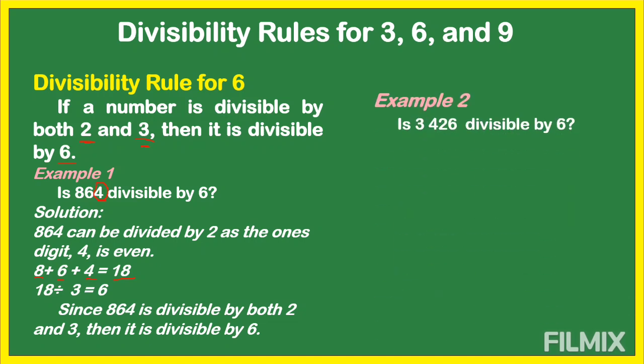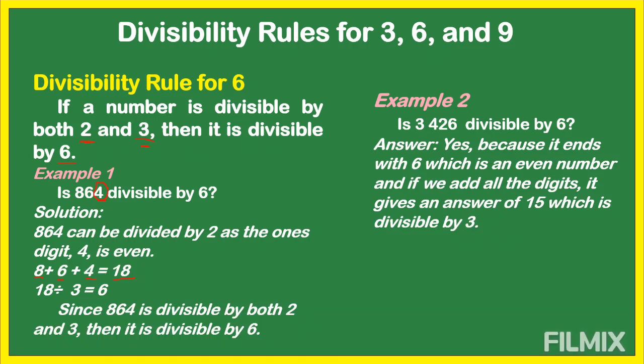Another example. Is 3,426 divisible by 6? First, we're going to look at the ones digit. It ends with 6, and 6 is an even number. If we add all the digits, it gives an answer of 15, which is divisible by 3. That is 3 plus 4 is 7, plus 2 is 9, 9 plus 6 is equal to 15. So, this number is divisible by 6.